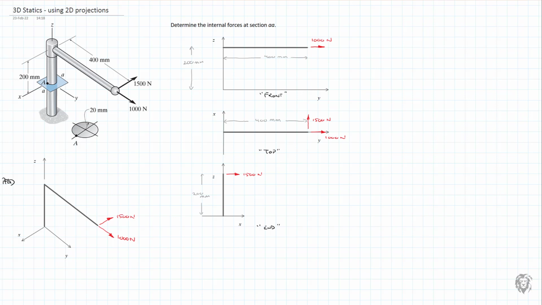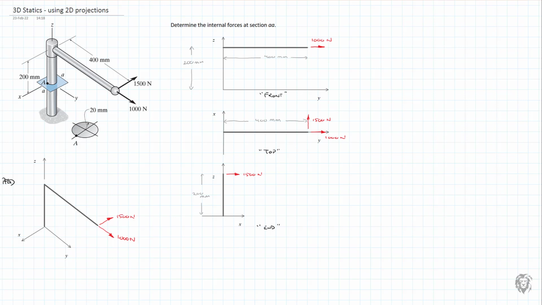And then we have that arm going out 400 millimeters in the Y direction. And in this case, we can see both forces, the 1,000 newtons continuing in the Y direction and the 1,500 newtons at the end going off in the X direction. And finally, we have the end view. And so it's going up the 200 millimeters and then out, which we don't really see, the out part. And we can only see the one component force of the 1,500 newtons going off again in the X direction.